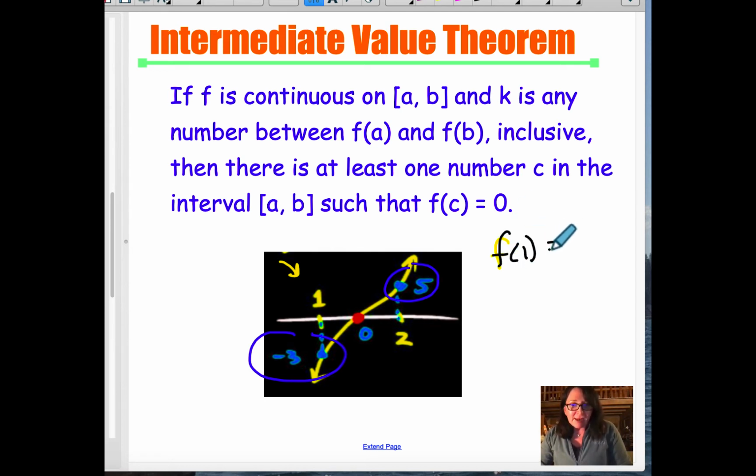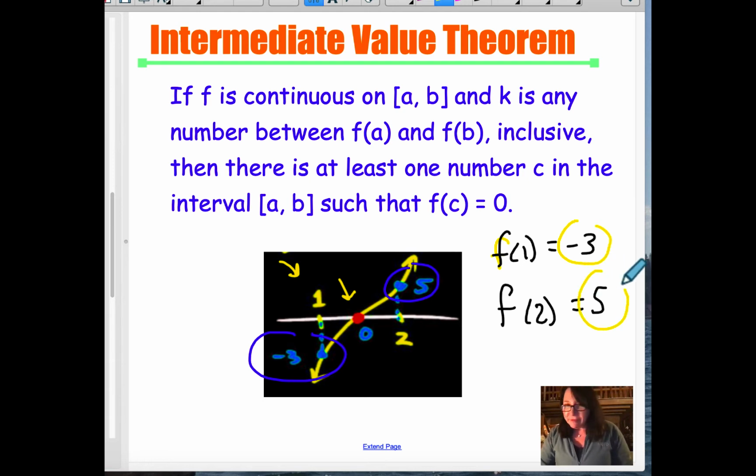If I go f of 1 and get an answer, and for this problem I get -3, and then I plot another point, f of 2, and I get 5. See how I have a 1 and a 2 here, and there's a value of 0 in between. What that means is that my graph crosses the x-axis. The only way I would have a 0 is if one of my answers is negative and one of my answers is positive. So that's what we're looking for.